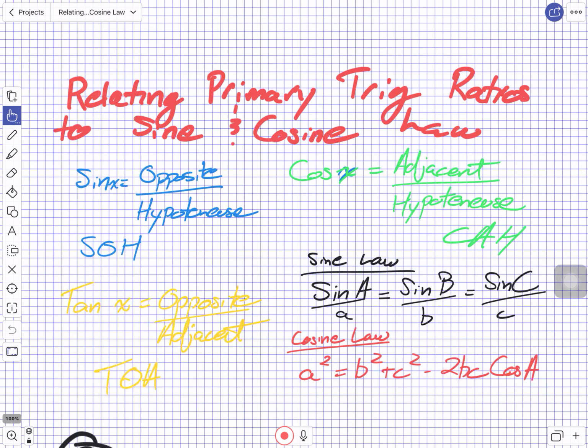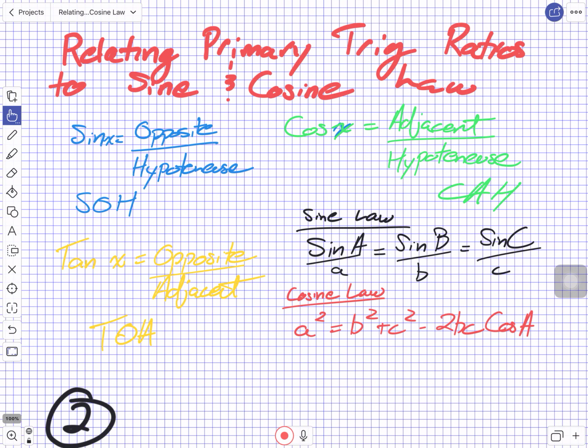What's good about sine law and cosine law is that you can solve absolutely any triangle with them. Obtuse, acute, right angle, it doesn't matter. These are just shortcuts. So what we're going to do here is zoom in, as soon as I figure out how to do it.